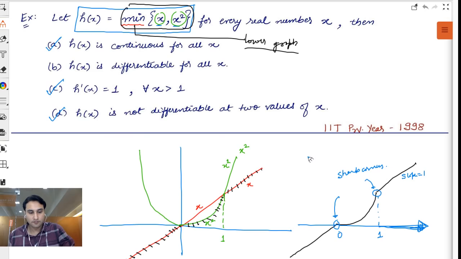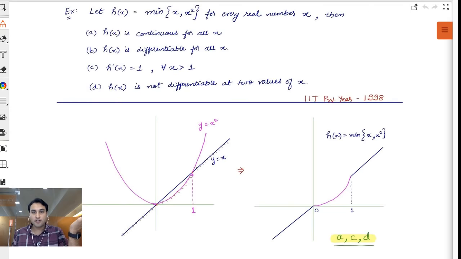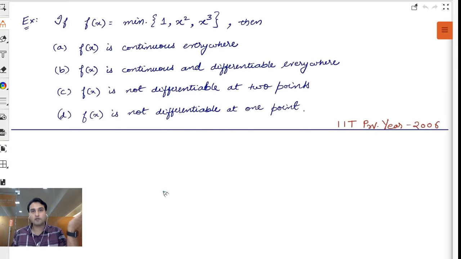Okay? Cool. Now, so again, quick revision. What you need to do? Plot this, make the graph. Then if it is minimum, then take the lowest graph between all the graphs made, all throughout the number line. This is lower, this is lower, this is lower. That is your required function. Cool? Now let's take one more example of a similar type which came in IIT.